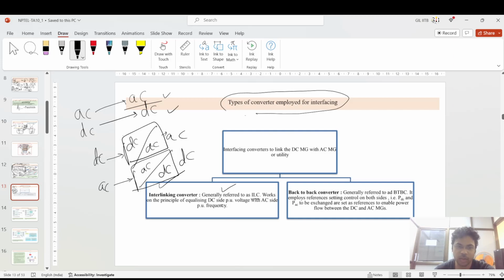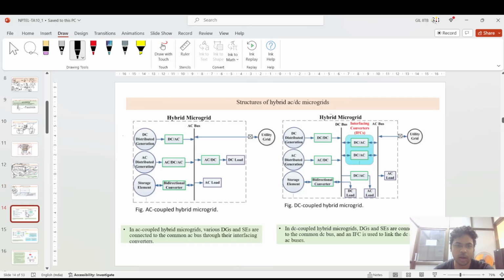This is generally referred to as the interlinking converter, ILC, interlinking converters, and it works on the principle of equalizing the DC side per unit voltage, which I will explain in a further slide. And second is the back-to-back converter. This is generally referred to as BTBC, which implies the reference setting control on both sides. Okay, this we will read in a further slide. So you actually have to remember that there are two types of interfacing converters: one is the interlinking converter, and second is the back-to-back converter.